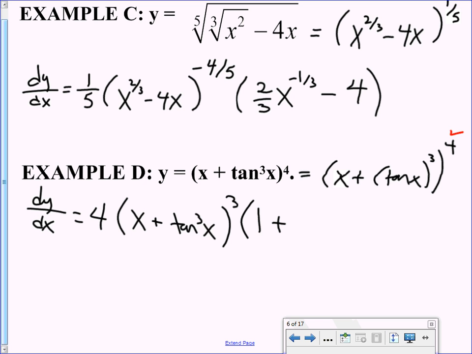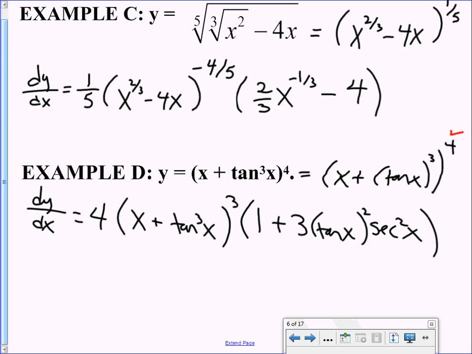So we're now taking the derivative of the tan of x cubed. So power is 3, tan of x squared, times the derivative of the inside. Well, the inside is tan x. Its derivative is secant squared x.